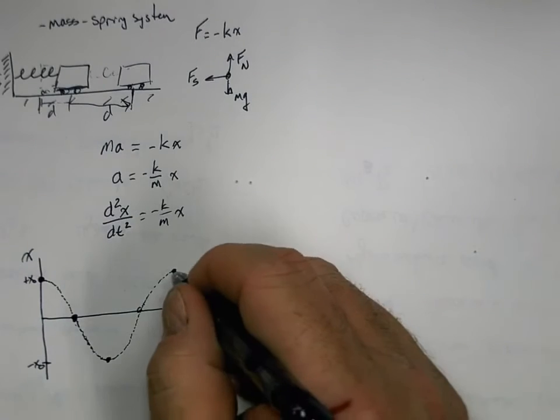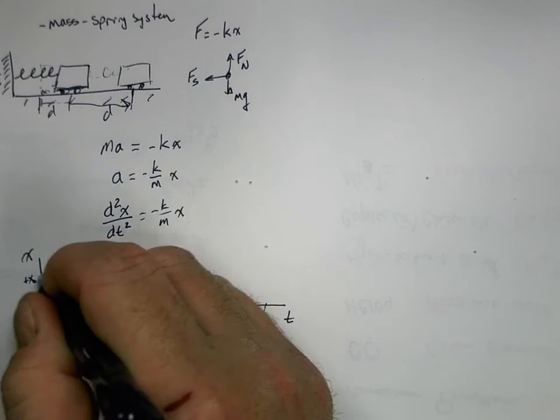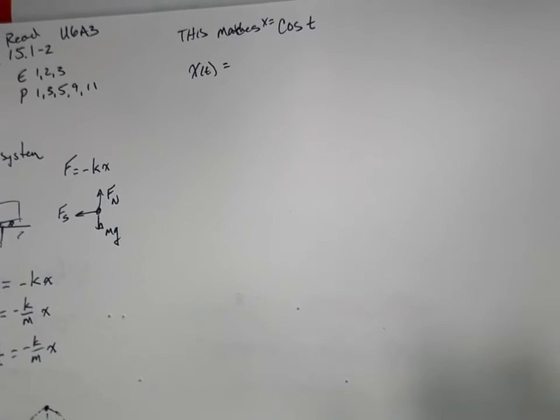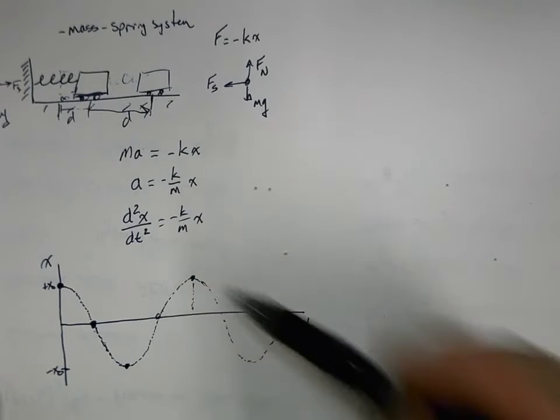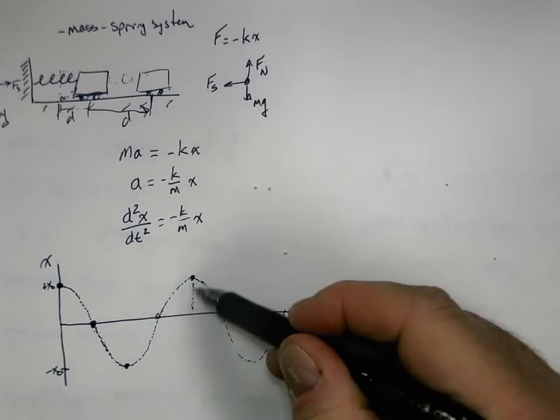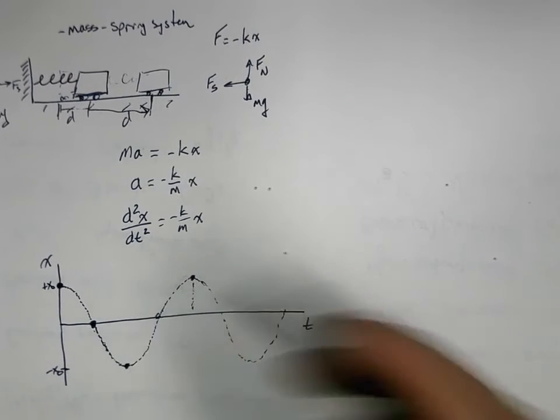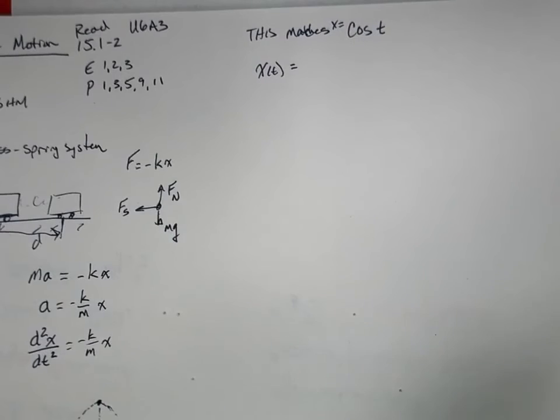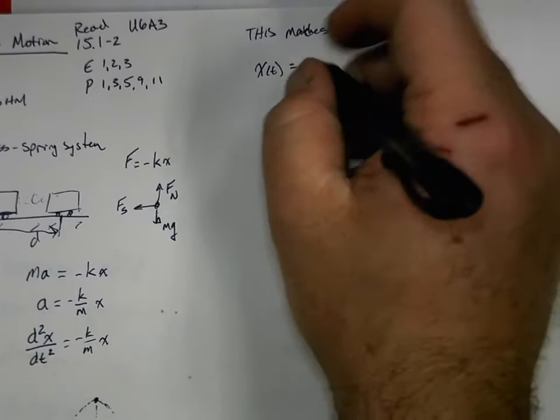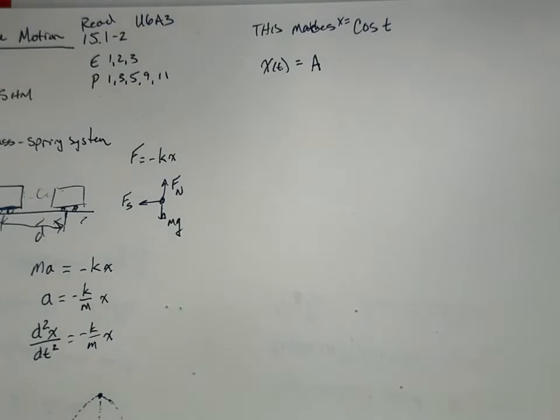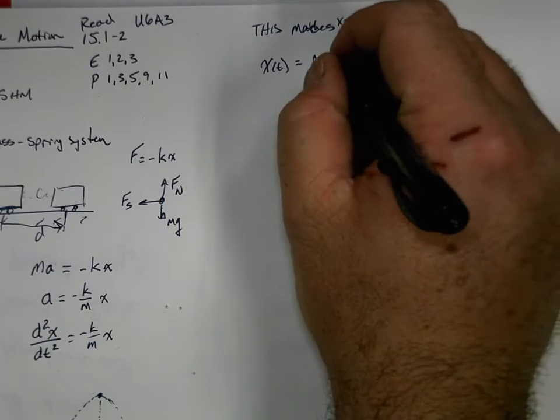Our x of t is going to equal, and we're coming down here, and this right here, this maximum distance from our 0 point, for something that moves like this, is called an amplitude, and we're going to give it the variable A in our equation. It just stands for our maximum displacement. And there's going to be a cosine.